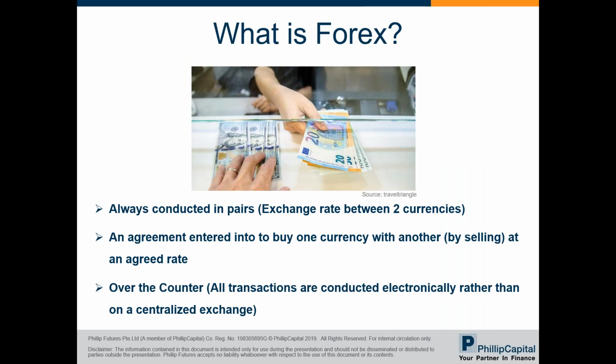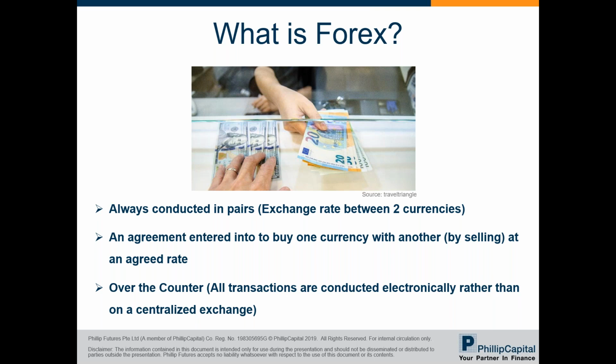Okay, so firstly, what is Forex? So Forex is always conducted in pairs. So just imagine that you're going to a money changer and you're changing your money. So it always has to be in pairs, and therefore that's why you get the exchange rate. So as you can see in the picture, just imagine you're going to a money changer and you're changing, let's say for this example, the guy is changing his US dollars for some euro. So that's how you get the exchange rate.